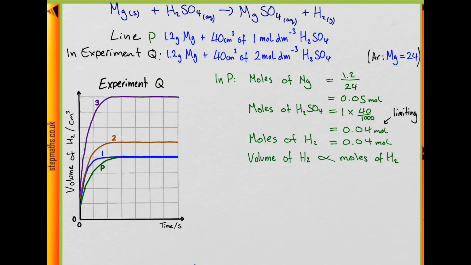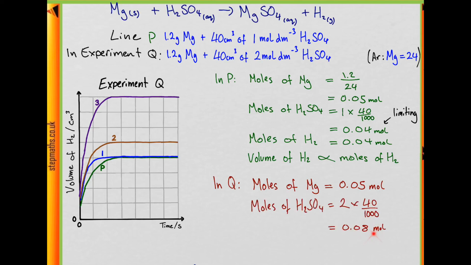So in experiment Q, we have the same mass of magnesium, so our moles of magnesium is the same. But we've doubled the concentration of sulfuric acid, so the number of moles of sulfuric acid also doubled. Now it's the magnesium that's the limiting reagent. And we can see we have a 1-to-1 ratio of magnesium to hydrogen. So we also have a mole of hydrogen of 0.05.